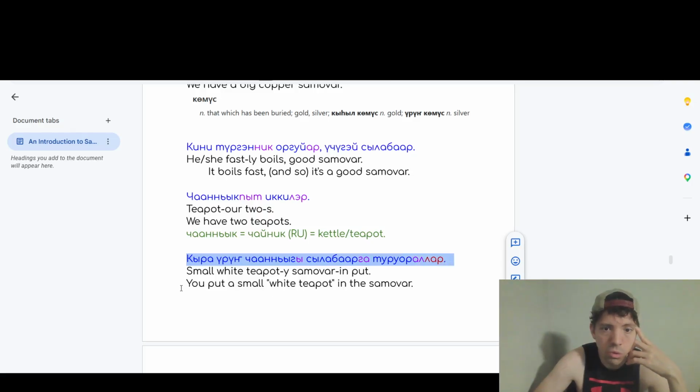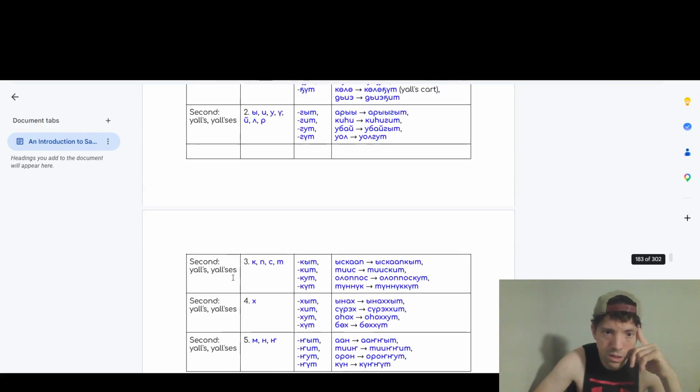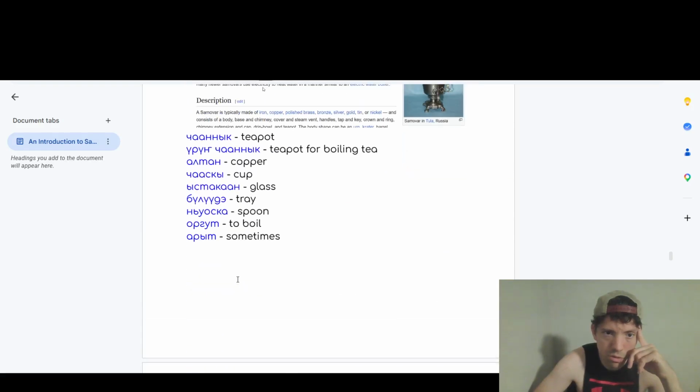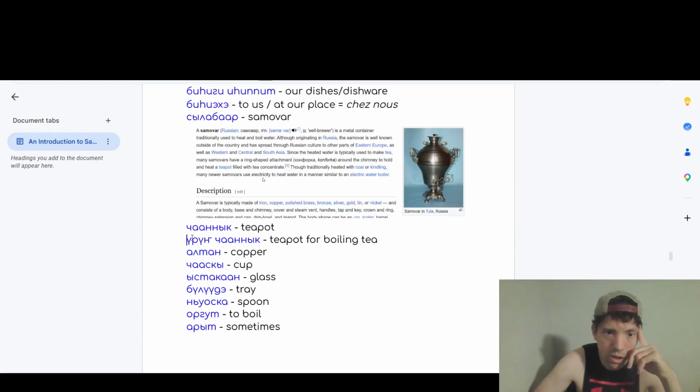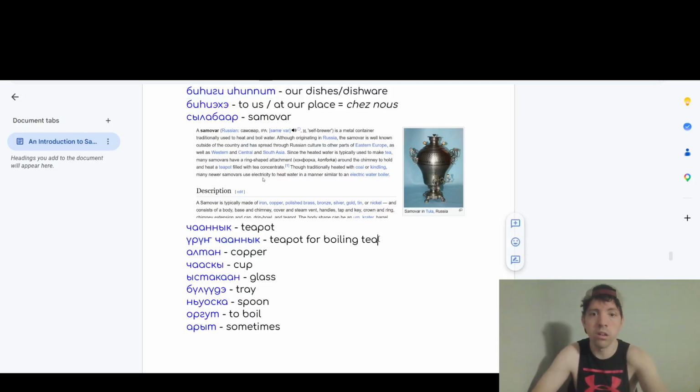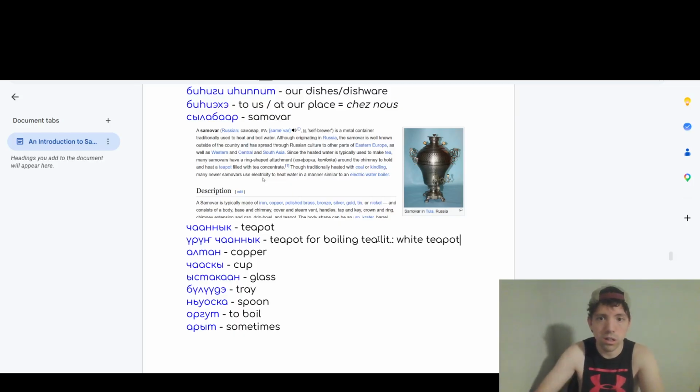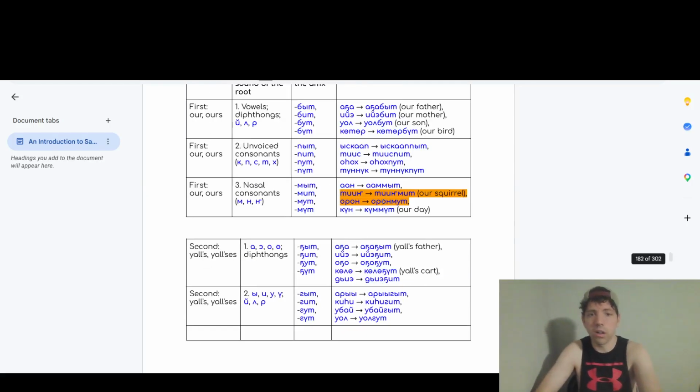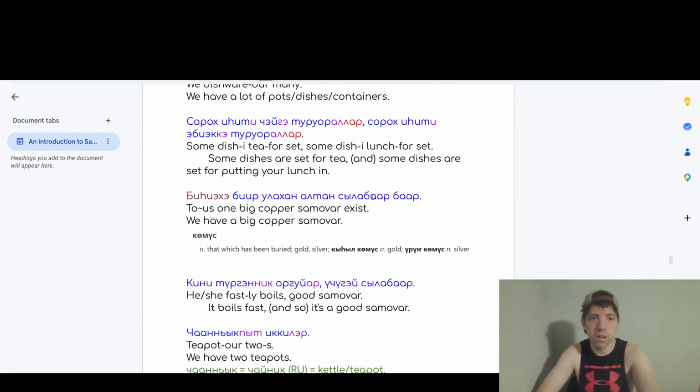Okay, kura urun chanyuk salabarka turwalar. You put a small quote-unquote white teapot in the samovar, and as I mentioned up here in the vocabulary, urun chanyuk. Let me make sure I'm saying the correct word here. Oh yeah, urun chanuk is the teapot for boiling tea, but it's literally white teapot. I don't know why we call it that, but it's interesting, so just keep that in mind.